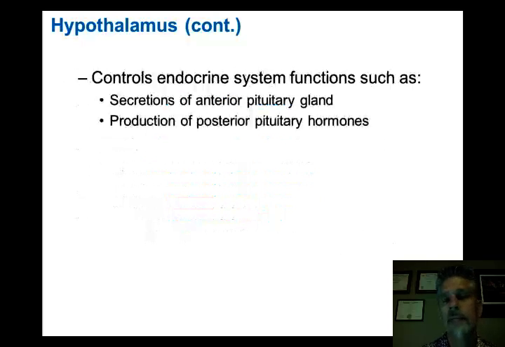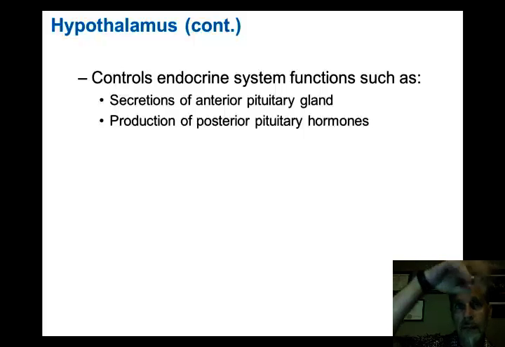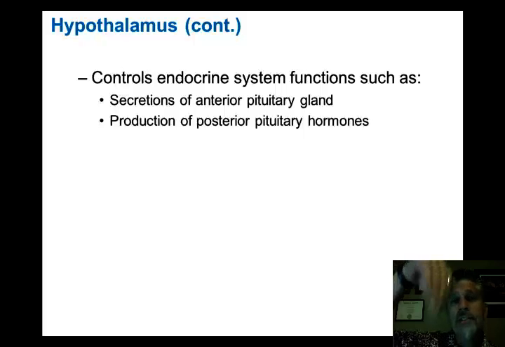And we said it has a direct influence over the pituitary gland. We'll find that there are two halves to the pituitary gland. So it hormonally controls, it rains down chemicals on the anterior part, and in fact, the posterior part of the pituitary is just an extension of the hypothalamus. So you can't get much more of a direct connection than that.